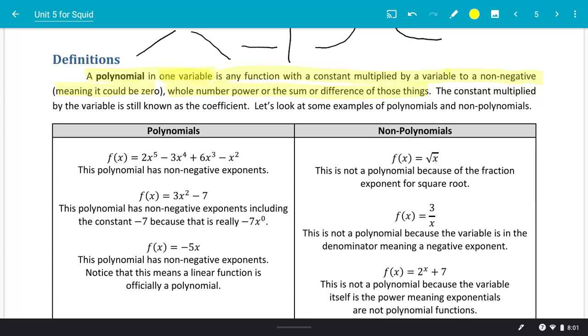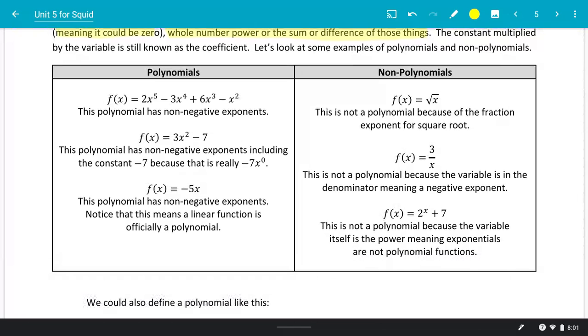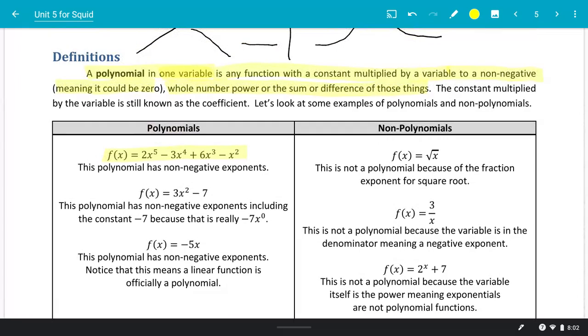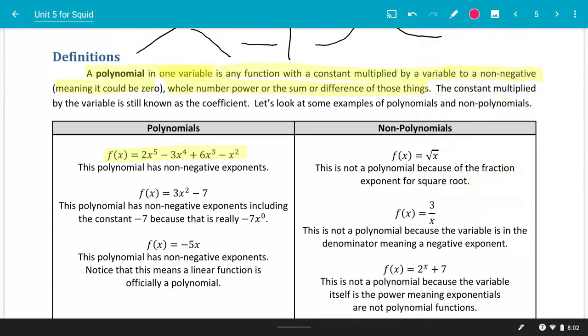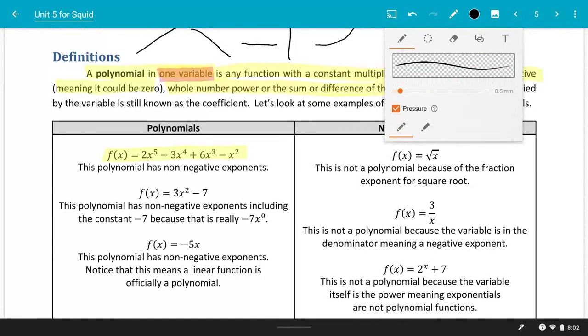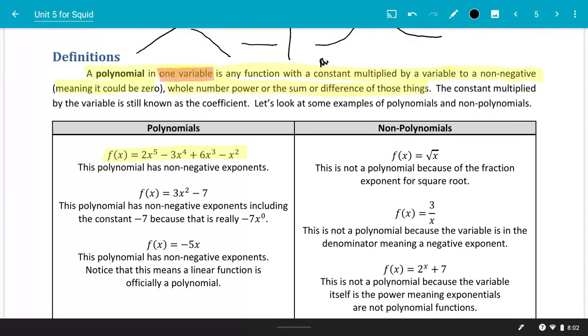Examples of polynomials. So here's a polynomial. It's got no negative exponent. So that's the first thing that we're looking for. I'm going to go up here and just go to a different color. Let's go red. One variable, that's important, with a constant. What's a constant? A constant's just a number. That's all. Another name for a constant.